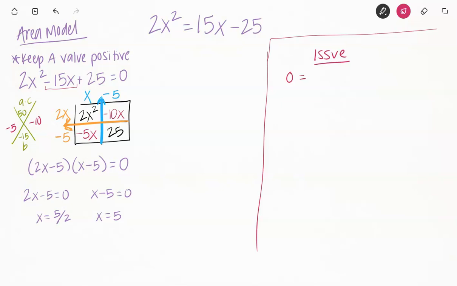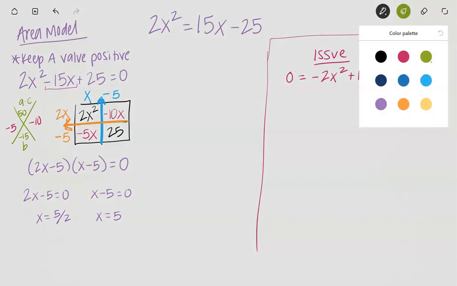So when we solved this in class, we had 0 equals negative 2x squared plus 15x minus 25. All right. So when we see this, if we go the exact same method, I'm going to try and follow our steps pretty exactly over here.